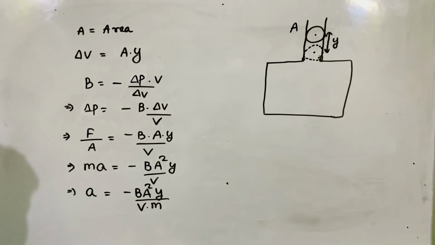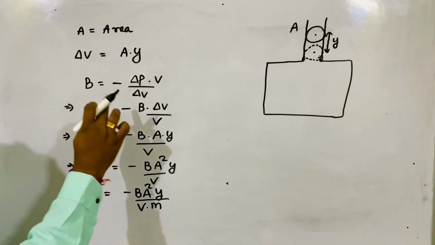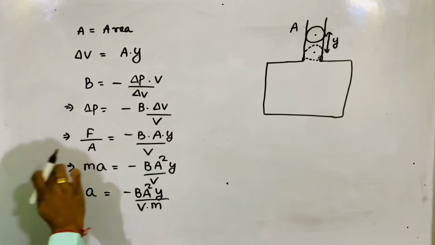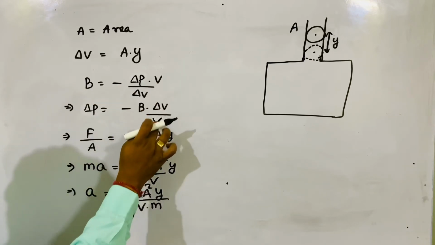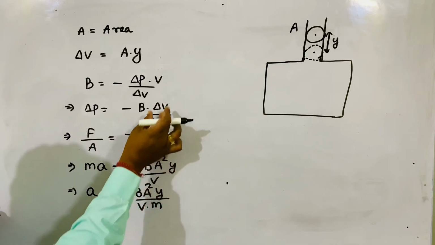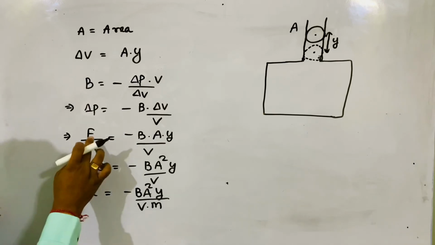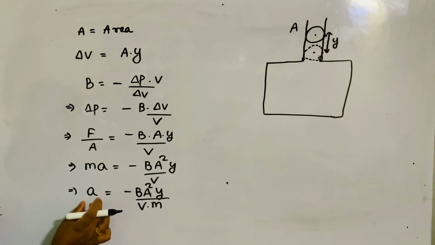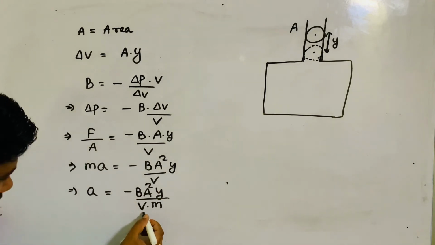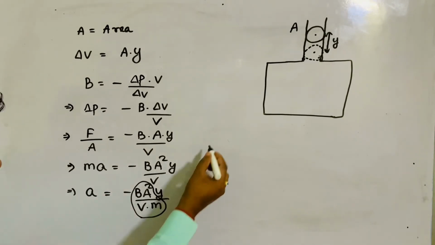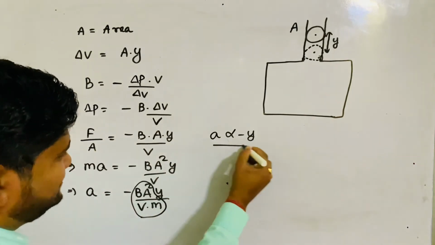So we got the acceleration. Let's check it. This is the bulk modulus formula, delta P, delta V by V, then V to that side. So delta P I bring to this side, by volume. Then here force by area. In place of delta V I put A into y. So F is equal to MA. Then A goes to this side. This much is constant. If this is constant, what will we write? Acceleration is proportional to minus y.